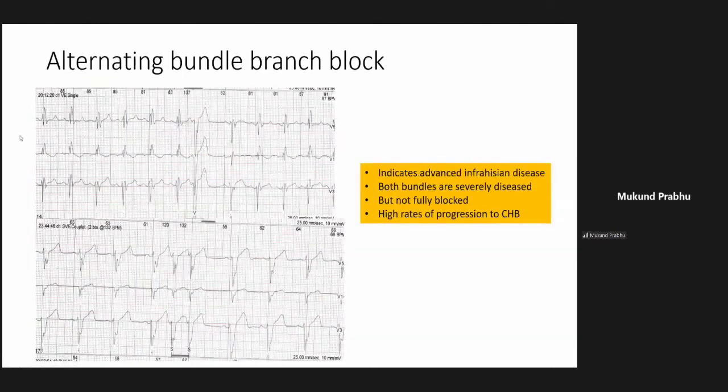And this is my last but one slide. This is a case of alternating bundle branch block. This patient underwent aortic valve surgery and Holter post-surgery showed right bundle branch block. These are V1, V3, and V5, 3-channel Holter. At around 8 o'clock in the night, he had a sinus rhythm with right bundle branch block, whereas at around 11 o'clock in the night, the same guy is showing left bundle branch block. This is also a rare entity, maybe less recognized also. It indicates advanced infra-Hisian disease. Both bundles are severely diseased, but none are fully blocked. But the rate of progression to complete heart block is so high that this per se, even without symptoms, warrants a pacemaker implantation.